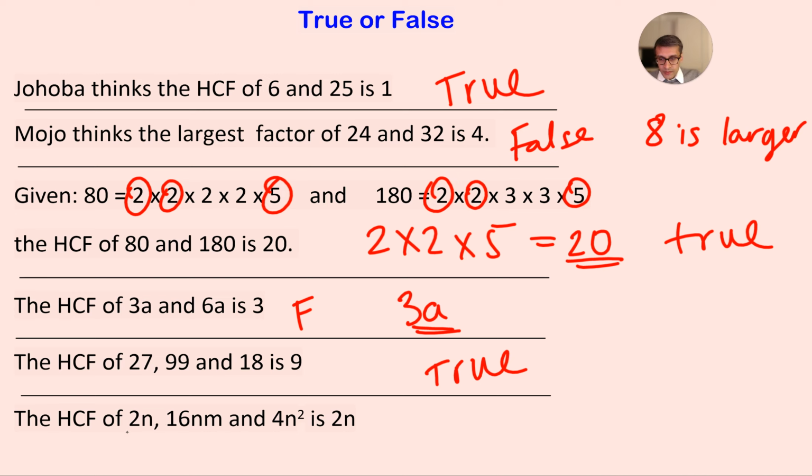Look at the numbers first. So 2, 16 and 4, highest common factor will be 2. And then the letters, we've got n, n and n squared. So in this case, this is true.